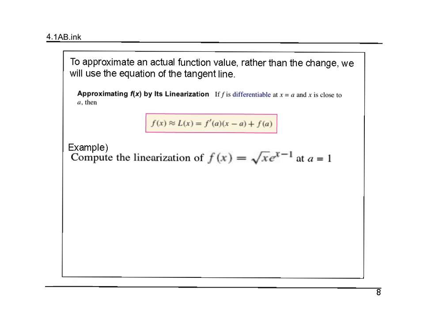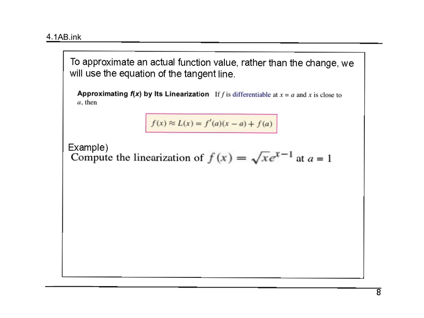All right, now here's the other extension of this linearization model. What if we wanted to actually approximate a function value rather than just that change? Here we're going to use the equation of the tangent line. This is no different than what we've been doing. That's why I chose the warm-up that I did here. So approximating f of x by its linearization. When we say linearization, it's simply the tangent line, and we're using that tangent line as an approximation. We can use this as long as we're picking a value that's close to that a value.